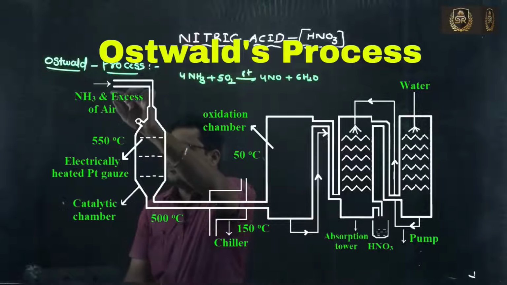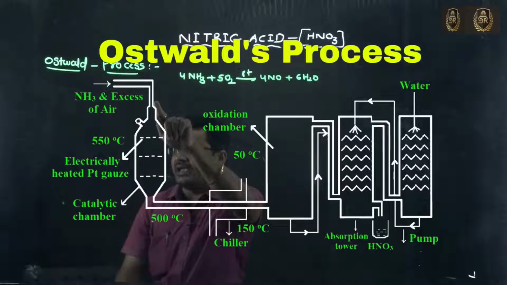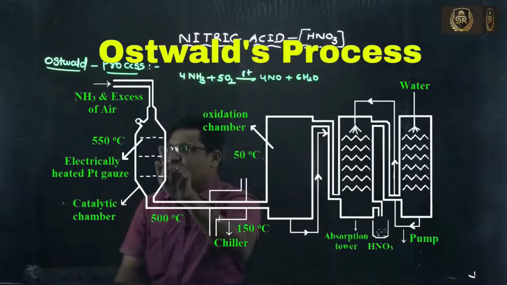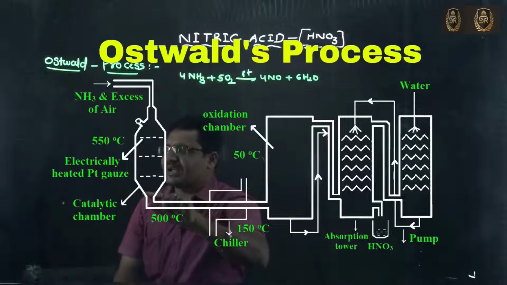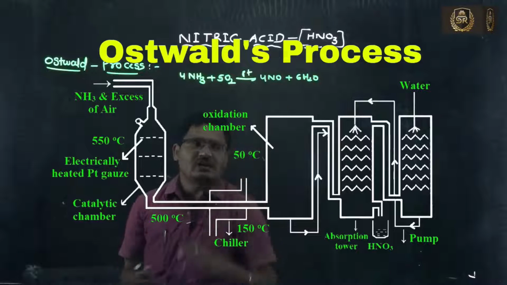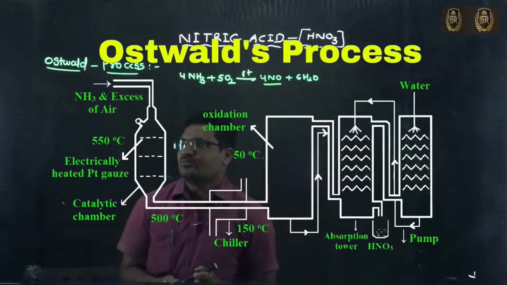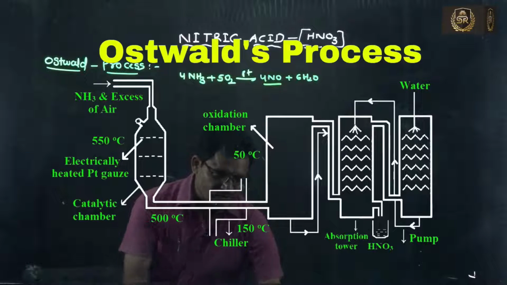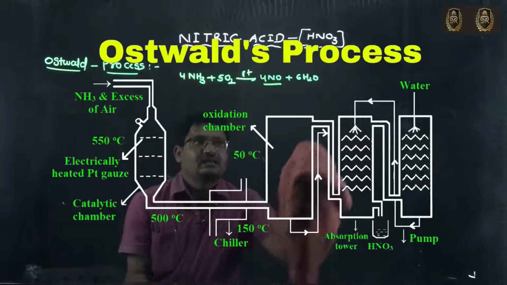So in this one, ammonia is mixed with air in the presence of platinum gauze, in the catalytic chamber, to get nitrogen monoxide formed. And one more equation here: how to prepare this nitric acid?